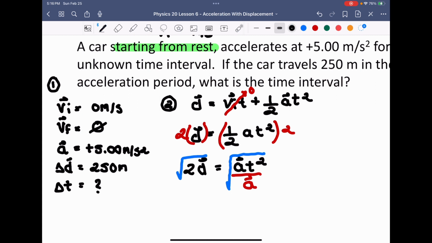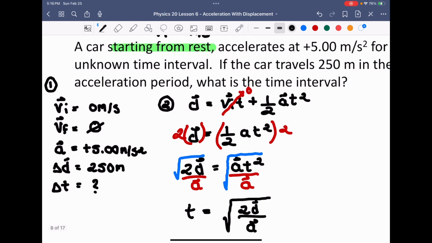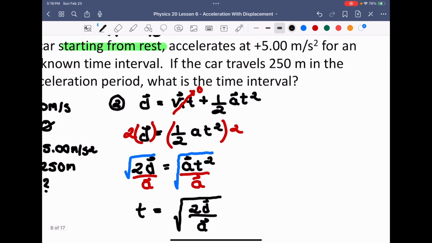So this is going to give me the following. Time is equal to the square root of 2 times the displacement divided by the acceleration. I should make sure I have my divided by acceleration over here as well. Now we're going to plug in the values and then summarize our answer.